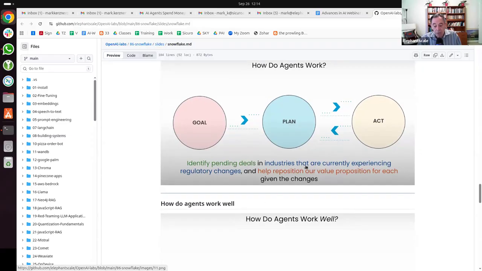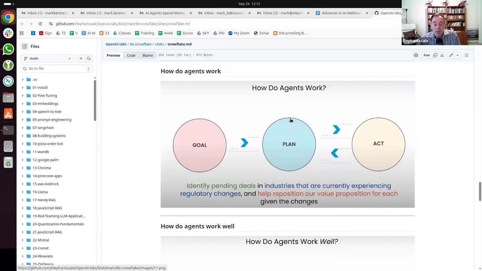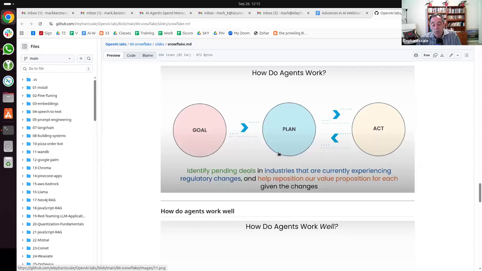Identify pending deals and industries that are currently experiencing regulatory changes. Okay, we can figure it out, not by searching the web, but by using AI that knows how to look for those things and then help reposition our value proposition for each, given the changes. In other words, create some goals, some proof of concept idea, create that and sell that. That's what they are doing. So if you're buying into that and if you're going to implement it as a good use case.